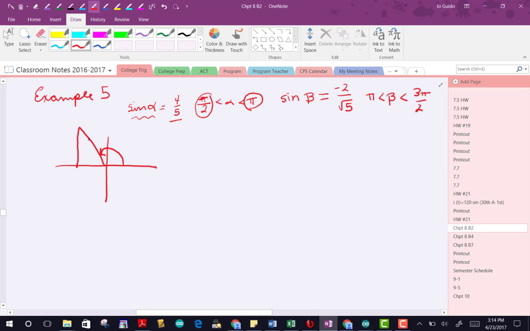Angle B is bigger than pi and less than 3 pi over 2. And so he is going to be over here in quadrant 3.